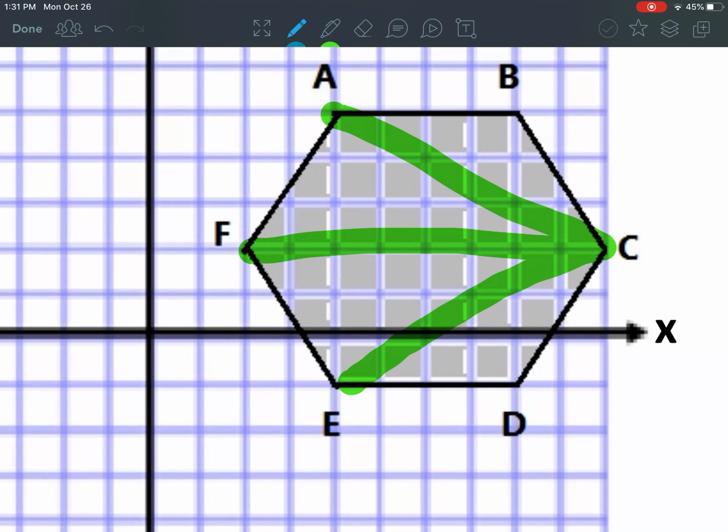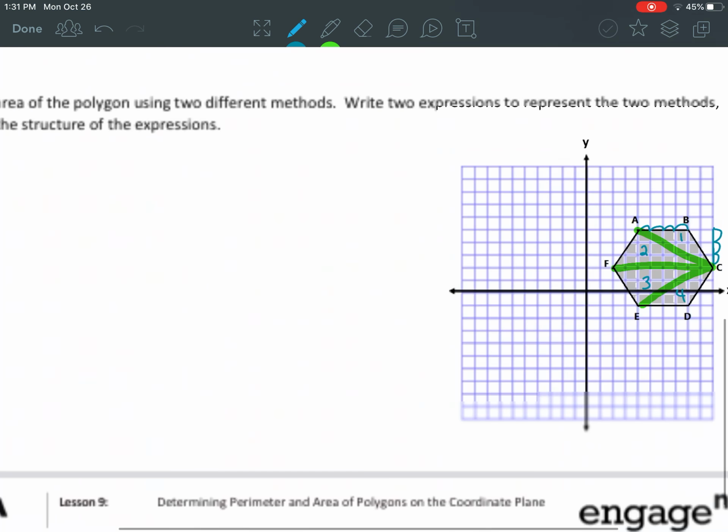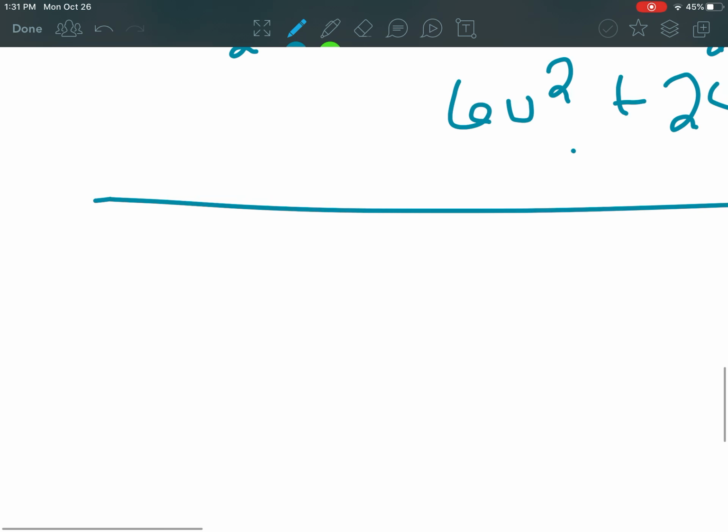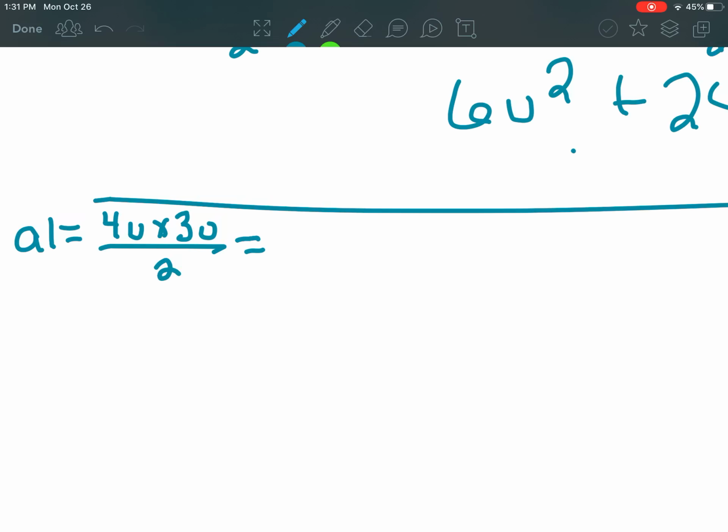So instead of doing a triangle on each end, we do all triangles. So this would be 1, 2, 3, 4. And number 1 has a base of 1, 2, 3, 4, and a height. So the height would be right here, which is 1, 2, 3. So area 1, 4 units times 3 units divided by 2. 4 times 3 is 12. So it would be 12 units squared divided by 2 is 6 units squared.